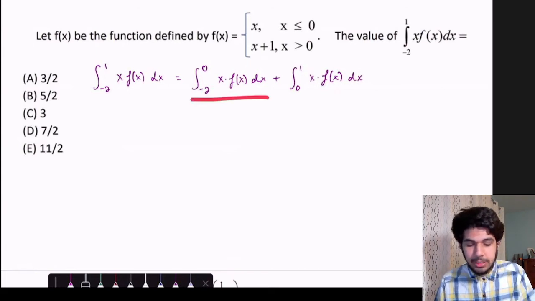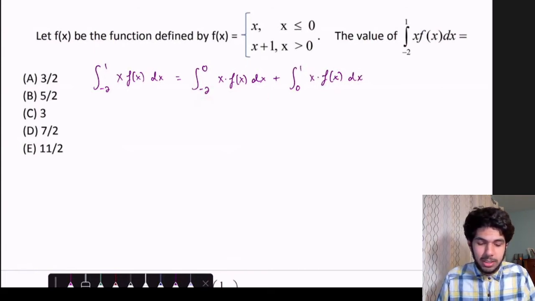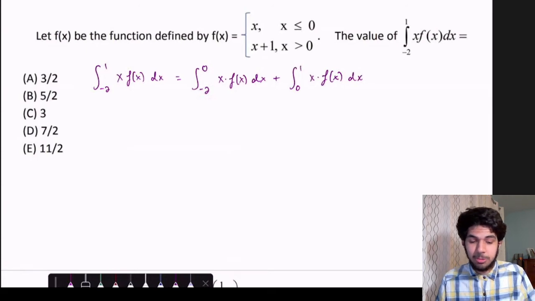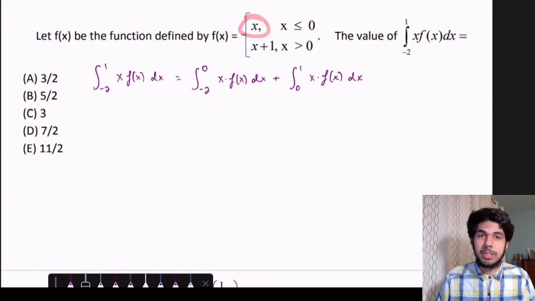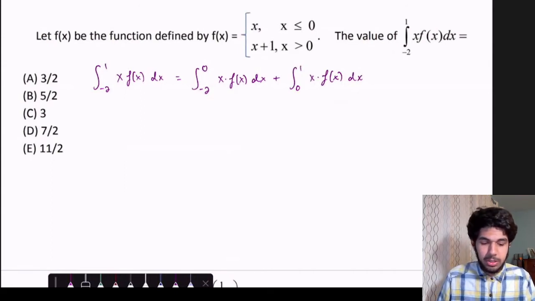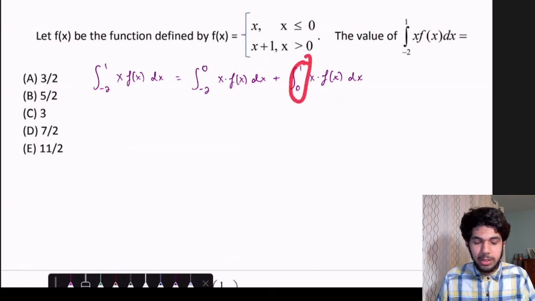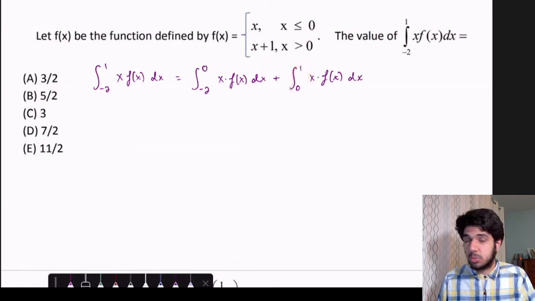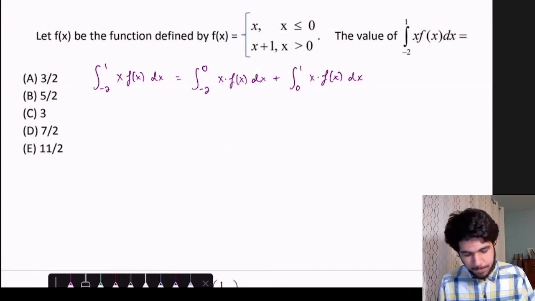Because for the left integral, we're only integrating when we're less than or equal to 0, so that would be this function, f of x equals x. And for the second integral, now we're going from 0 to 1, so we need this x plus 1 instead. So that's why we need to split it up there.